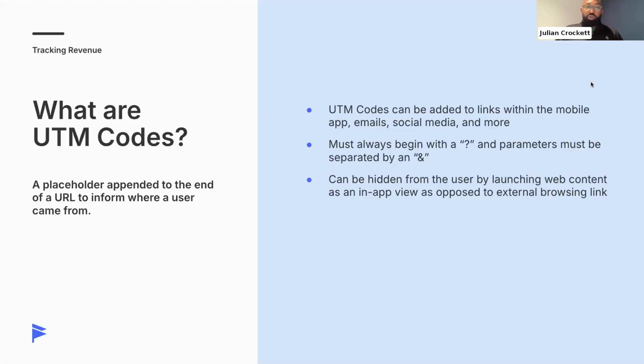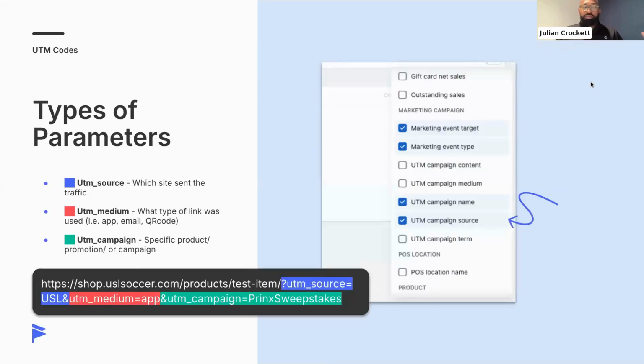Now we'll get into what the different parameters are that we care about. We care about UTM source, UTM medium, and UTM campaign. Source tells you which site sent the traffic. The medium will tell you what type of link it came from, so it'll tell you app, email, QR code. And then the campaign will tell you the specific product or promotion that you're trying to draw traffic to.